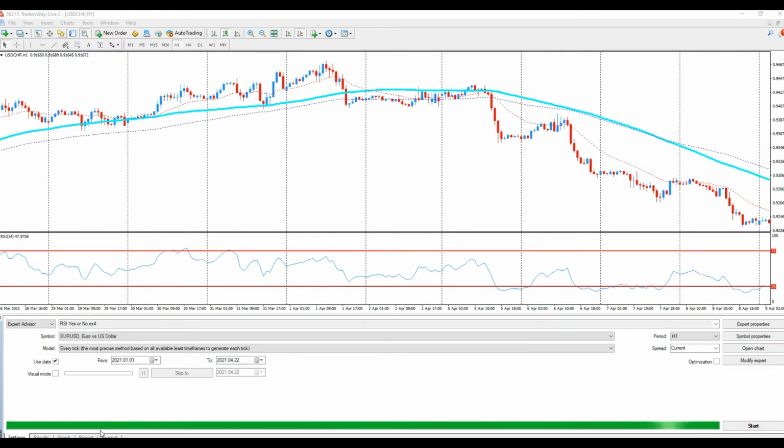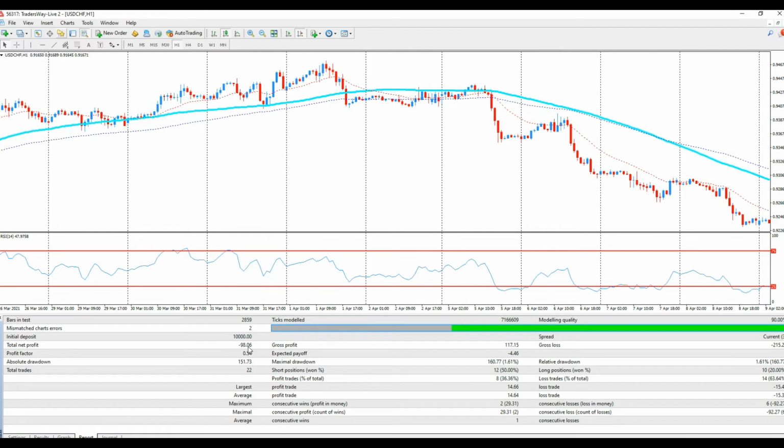All right, so that's finished running. Let's look at the report. Negative $98.06, drawdown 151.73. Profitable trades 8, lost trades 14. So that does not work. Trading the RSI that way does not work.